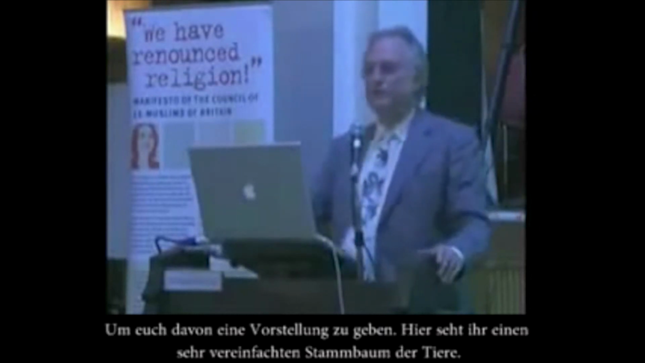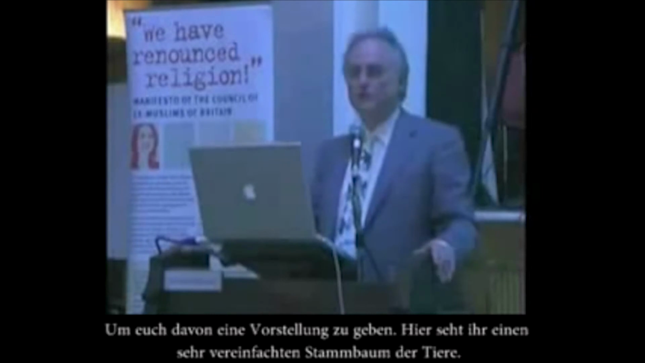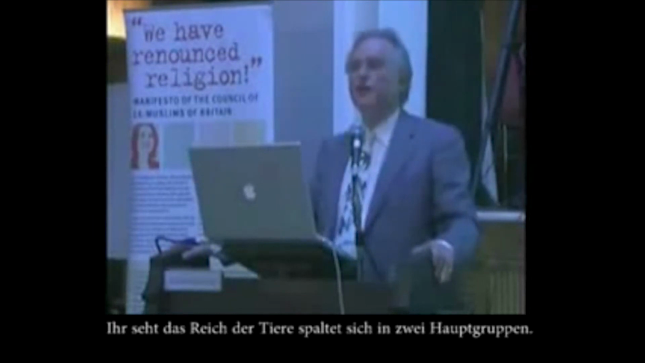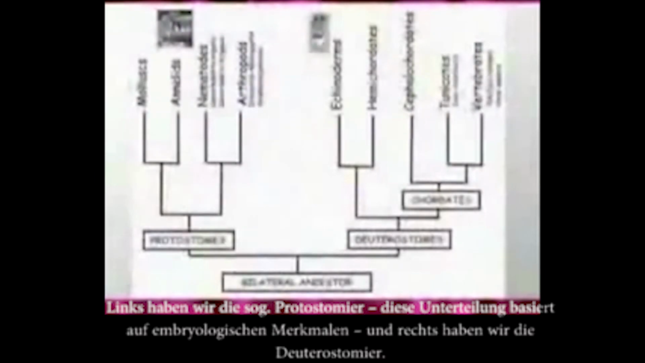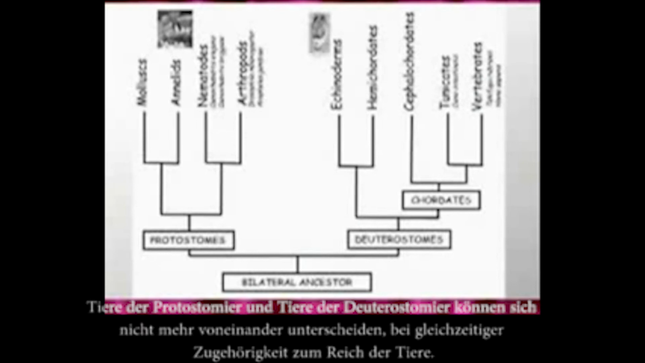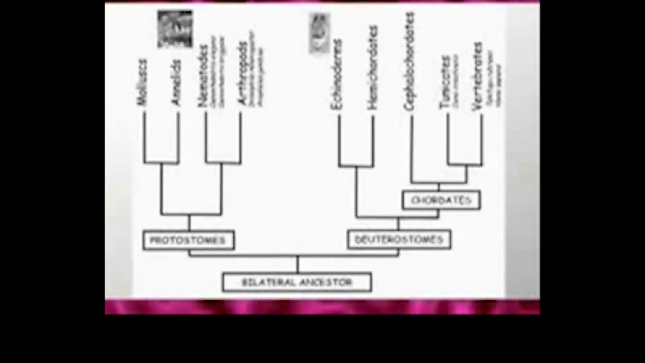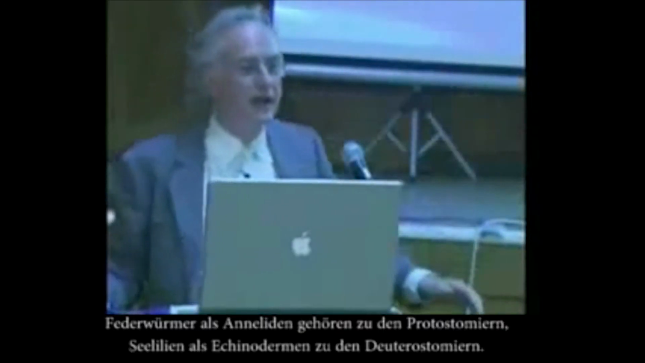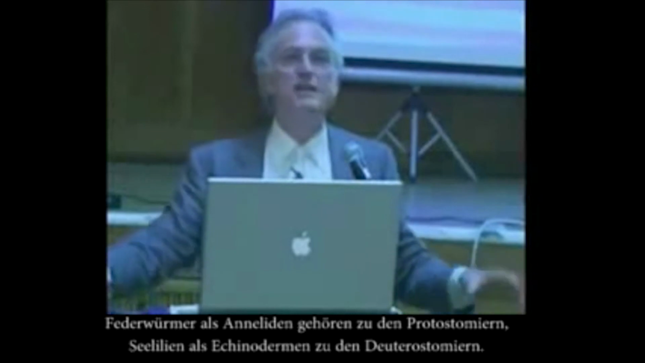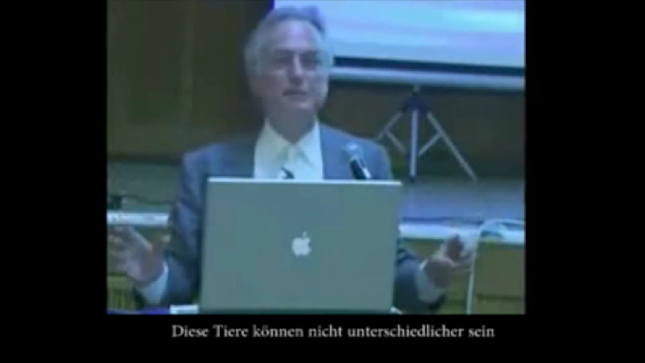Just to give you an idea of that, that's a very, very crude taxonomy of the animal kingdom according to modern zoology. You see that the animal kingdom is divided up into two main branches. On the left we have the so-called protostomes. This is all based on embryological criteria. On the right we have the deuterostomes, and this is a major, major division of the animal kingdom. An animal in the protostomes and an animal in the deuterostomes could not be more different from each other while still remaining members of the animal kingdom. And the sabellid worm, up at the top left, is an annelid. It's a protostome, and the crinoid is an echinoderm. It's a deuterostome. These things could not be more different if they tried, unless they became a plant or something.